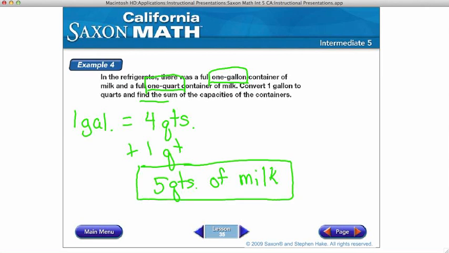Okay, we did the same thing we've done in the last 3 examples. We just didn't multiply because we only had 1 gallon of milk. If I had 3 gallons of milk, then I would need to multiply. But since 1 times 4 is 4, there was no need to multiply.